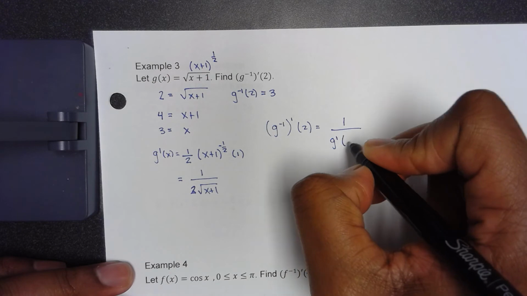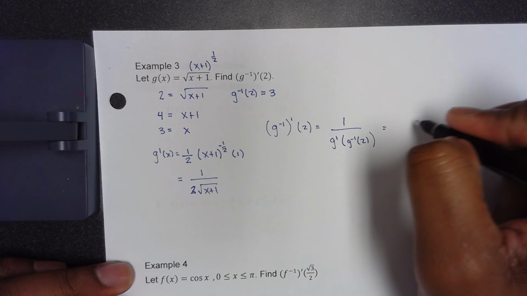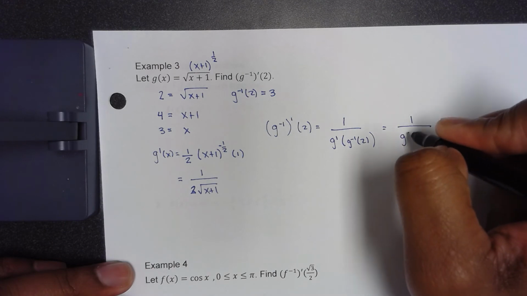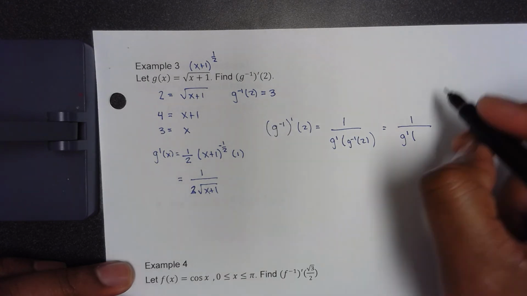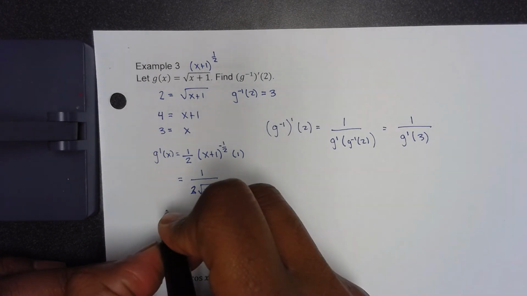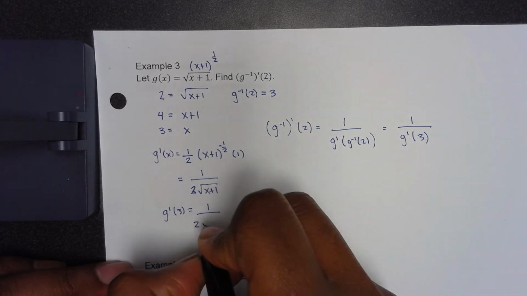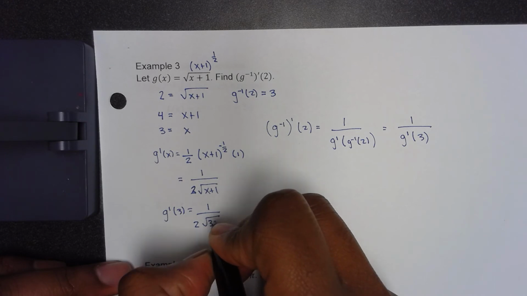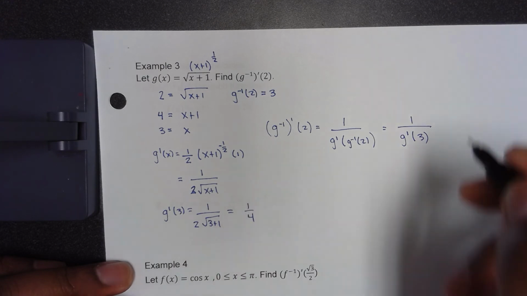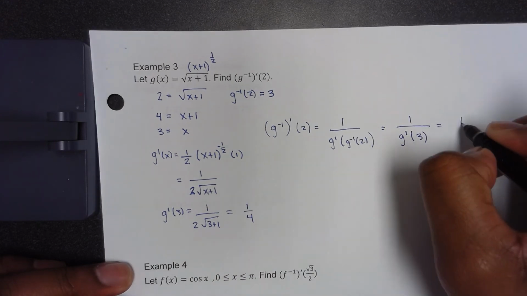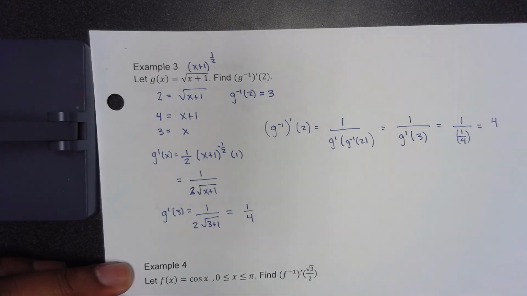So our calculation of g inverse prime of 2 is going to equal 1 over g prime of g inverse of 2, which is 1 over g prime of, now g inverse of 2 we established to be 3, so this is g prime of 3. So our last calculation should be g prime of 3, which is 1 over 2 times the square root of 3 plus 1, which is 1 over 2 times 2, so 1/4. This equals 1 over 1/4, which equals 4.